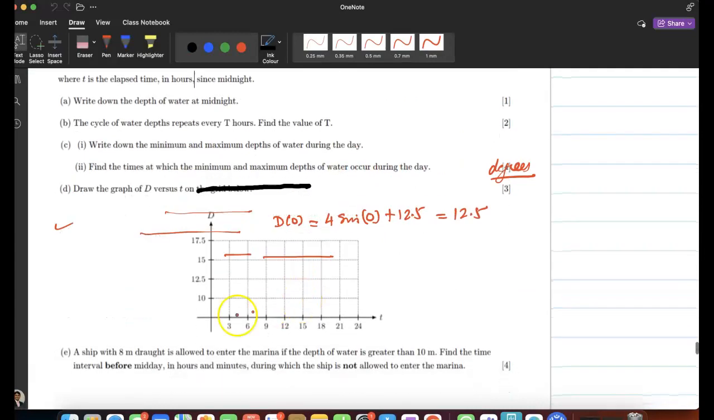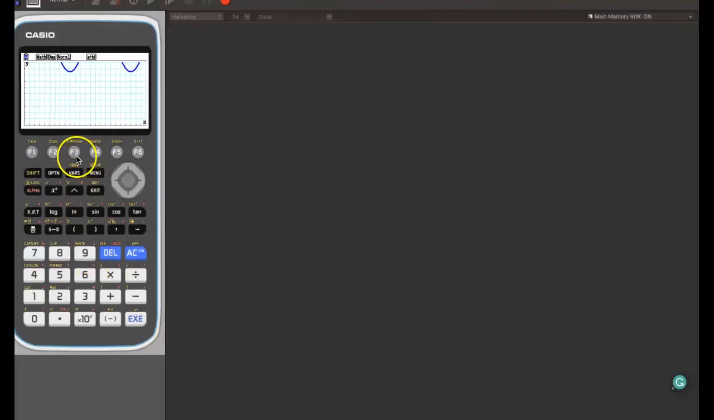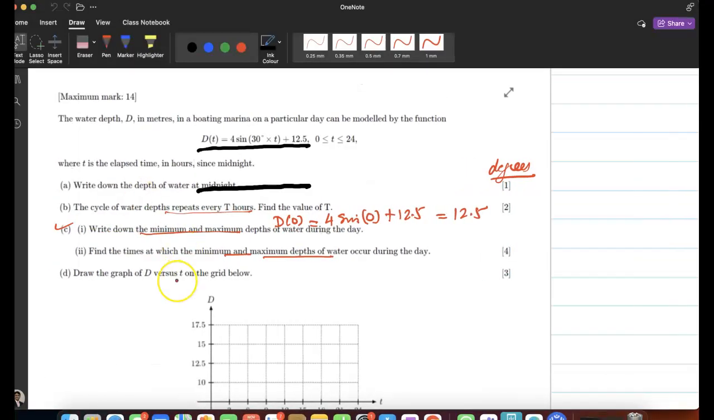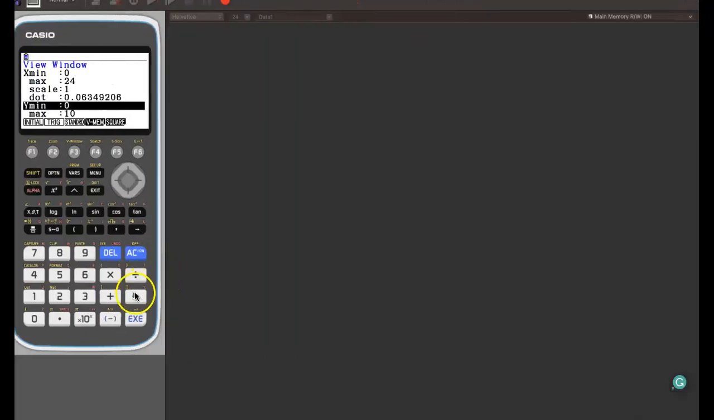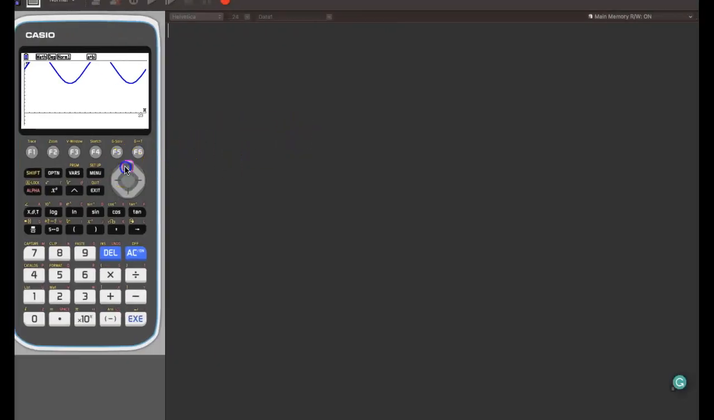Now look at the axis. What have they given you? They've given you from 0 to 24 and 0 to 17.5. So we have window 0 to 24 and y is from 0 to 17.5. You can make this 18. So we'll be able to see the entire graph here. Now you want a period. So what you need to do is look at one cycle. Now in this case your 12.5 is your principal axis. So I'll put 12.5 as my principal axis.